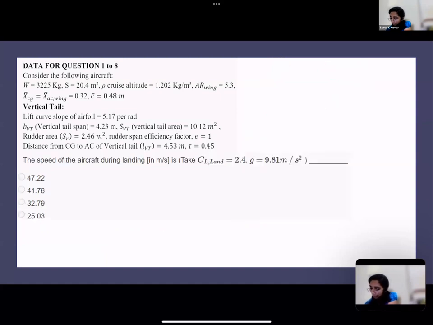Perfect. Okay. Next question. The speed of the aircraft during landing is. They've given you CL, the coefficient of lift during landing. So how will you find this? They've asked you speed. It's that basic lift equation. Simple lift equation. You know this equation? It is during landing. You're assuming trim, so you take V equal to, where lift equals weight, 2W by S rho CL.